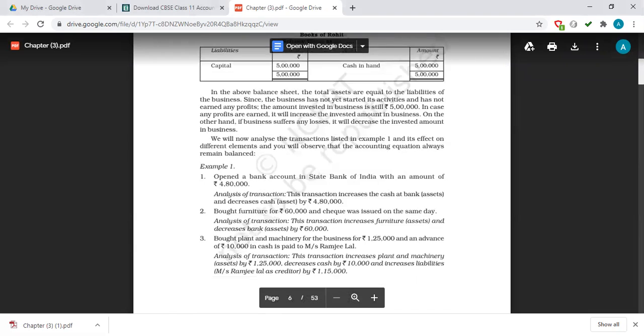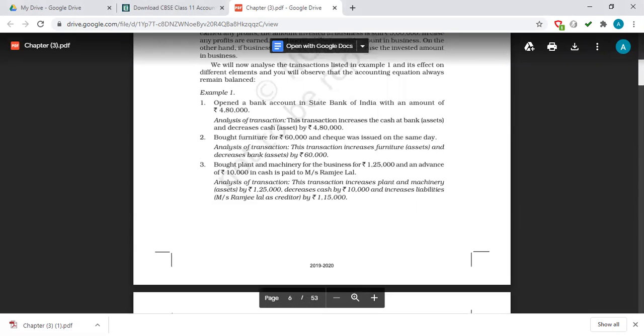Opened a bank account in the State Bank of India with an amount of 4,80,000. Analysis of transaction: this transaction increases the bank balance, an asset, and decreases the cash, that is an asset, by 4,80,000.